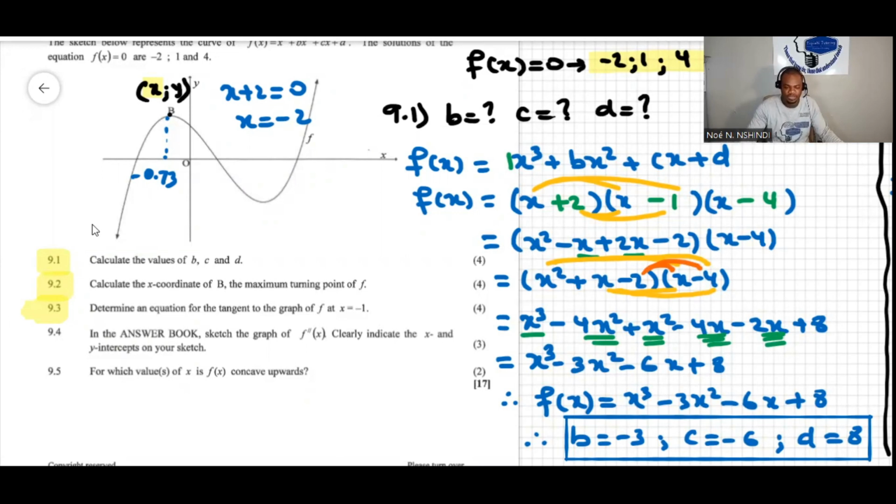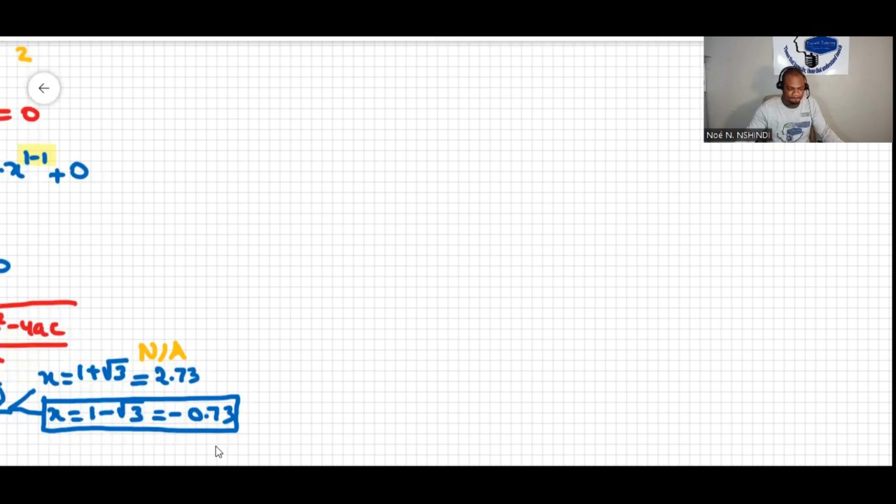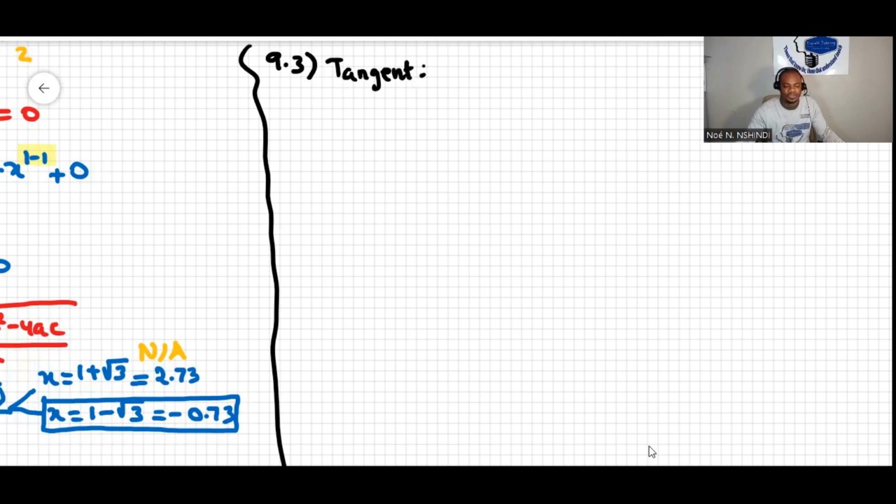All right. Now I prefer to move. Let's read the question again. Determine an equation for the tangent to the graph of f at x equal to -1. So let's move here. I draw. For question 9.3, we need to find the equation of the tangent, okay? You know that the tangent is a straight line, and right here we have the tangent, which is a straight line.